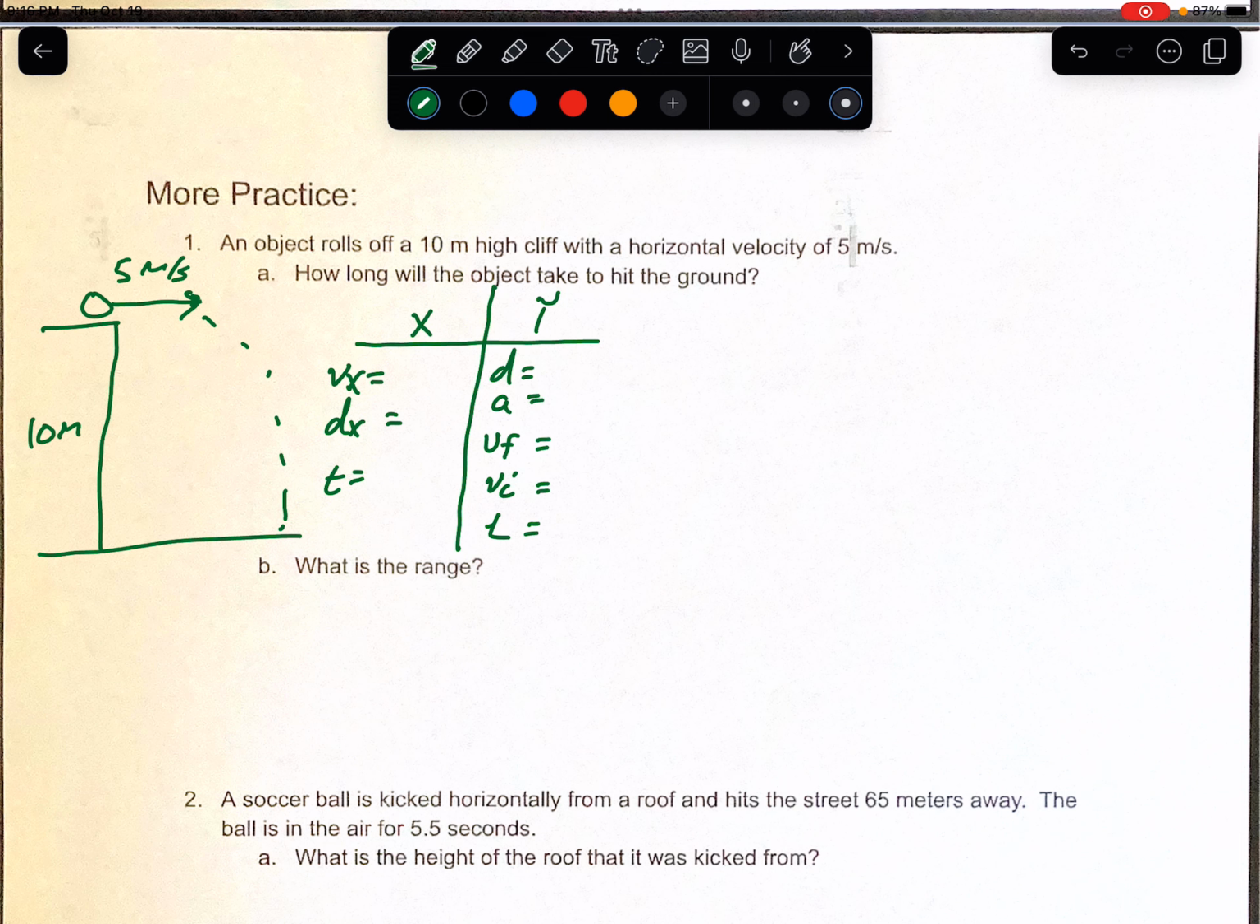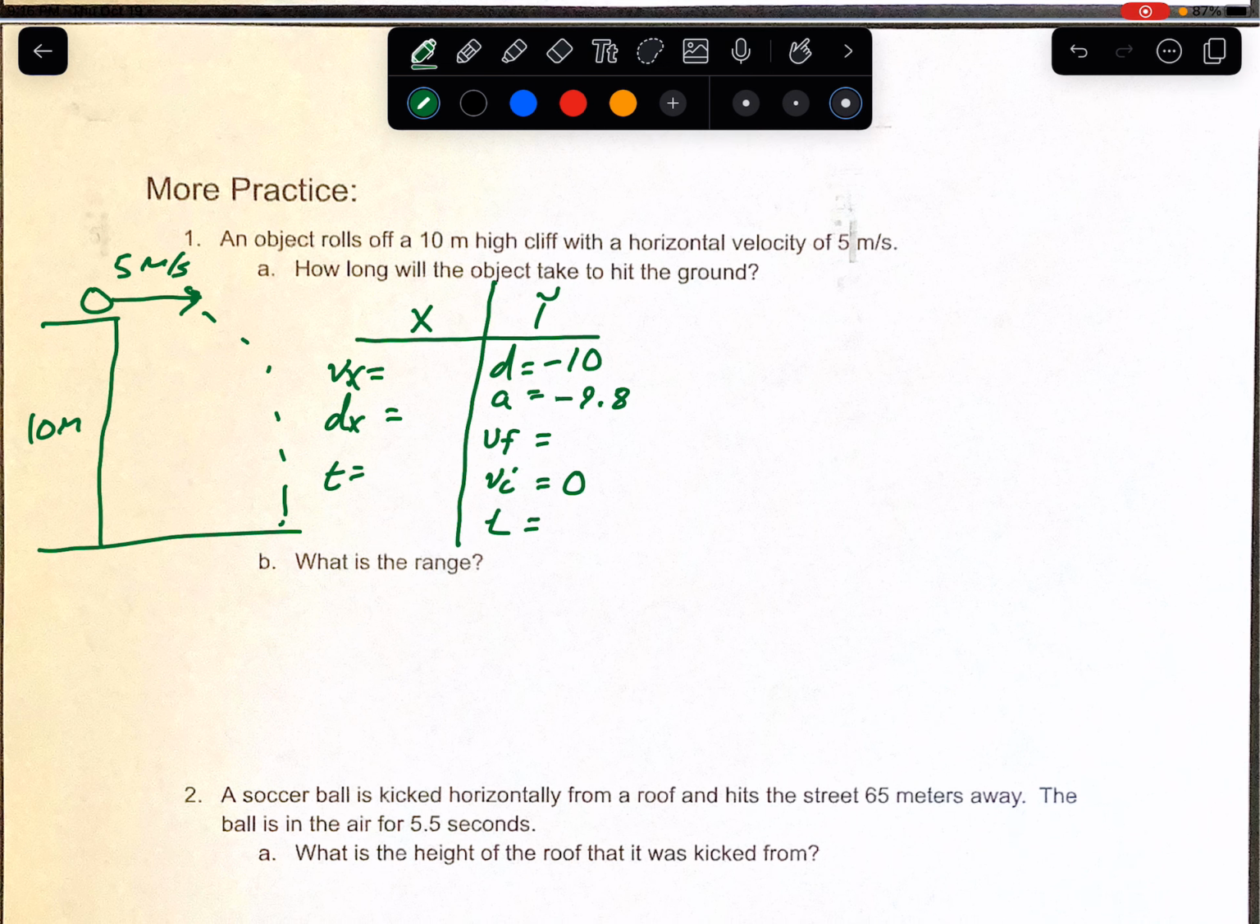They told me the cliff was 10 meters high, so that is my vertical distance. Be careful with where you put it. That is not your horizontal distance, that is your vertical. And since it's falling, we're going to put a negative 10. Now, a is going to be negative 9.8 because gravity is affecting it. And remember, our initial vertical velocity was 0. It also gave us a horizontal velocity of 5 meters per second, so we plug that in for our vx.